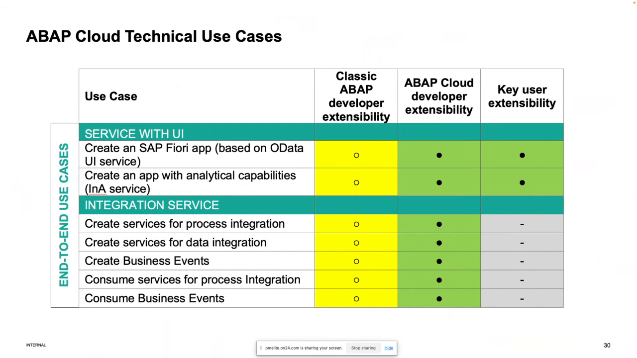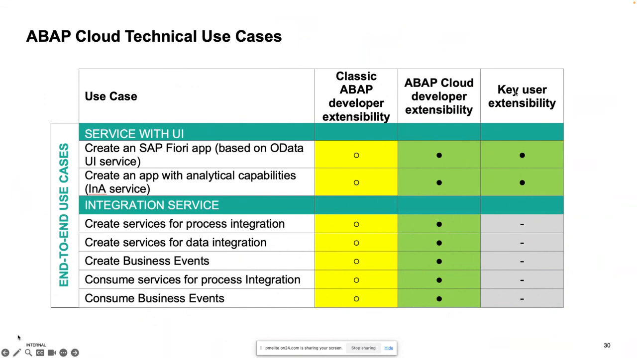And we always have the classic developer extensibility option, which we do not recommend, but if you're on premise and want to do it, you can still use the classic ABAP for that. On the other hand, we have, of course, the developer extensibility in ABAP Cloud, and the black dot means this is fully supported with green.